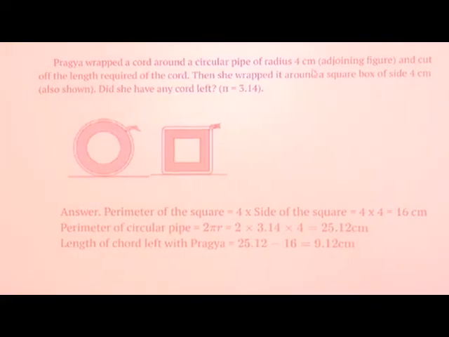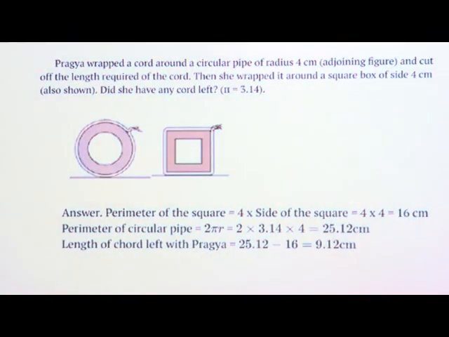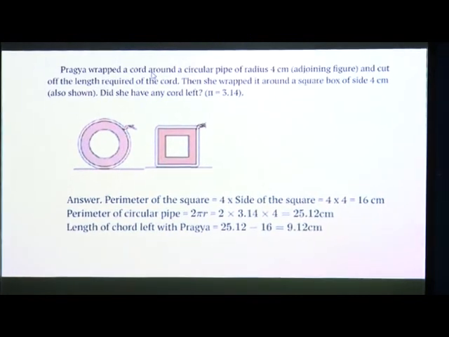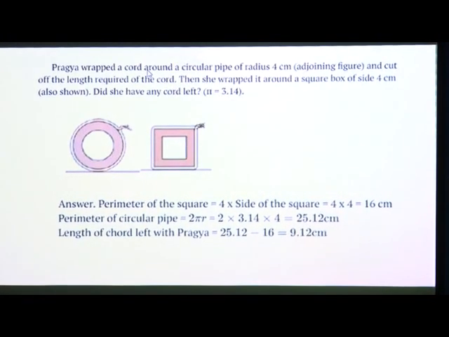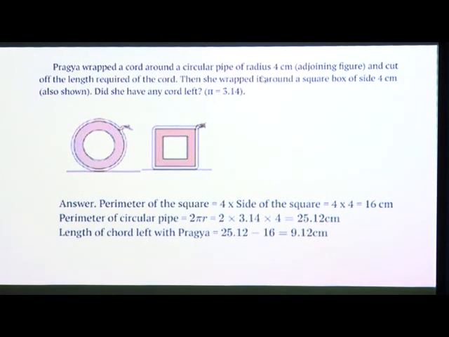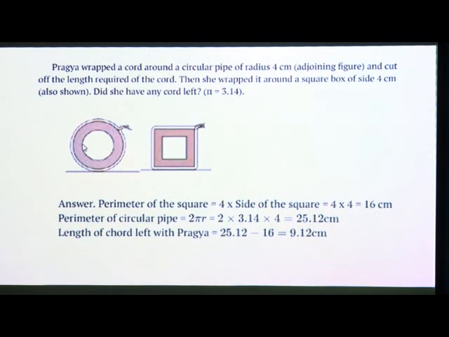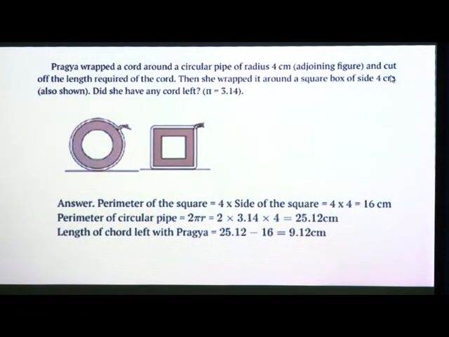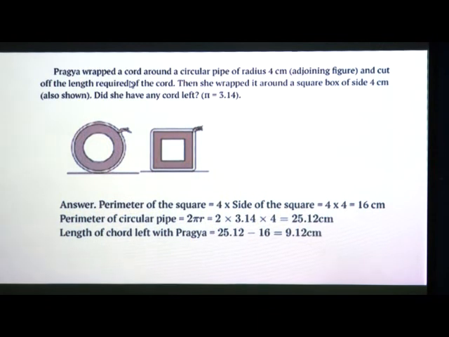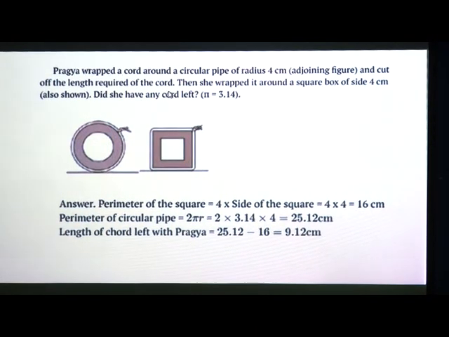Here, she has wrapped a cord around a circular pipe, you know, the electric cord everyone has at home, of radius 4 centimeter. The adjoining figure is given here, two figures, and she cut off the length required of a cord. Whatever length she required, she has cut off.